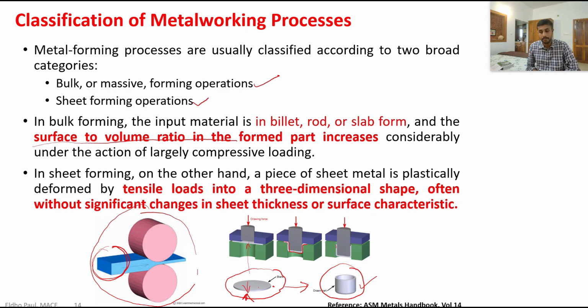Okay, surface to volume ratio will be increased, but in case of sheet metal forming operations, the sheet thickness does not change. Here we can see the thickness, this much is the thickness, and the final product also has a similar thickness. In sheet metal operation, we just change the shape of the sheet, there is no change in the thickness. But in bulk metal forming the thickness is drastically reduced. So these are the two important classifications of metal forming operations.